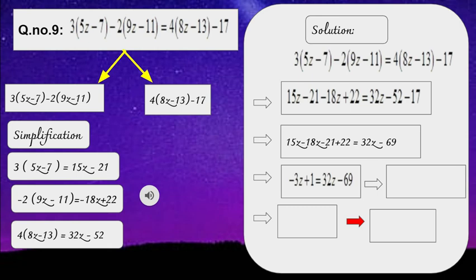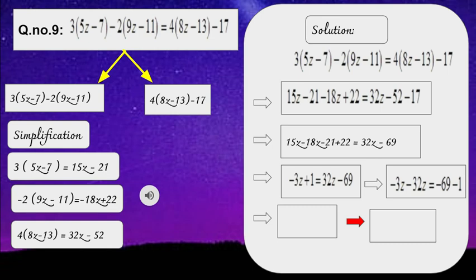Now we can shift the variable to the left side and the constant to the right side. So from the right side, 32z will shift as minus 32z, and plus 1 will shift as minus 1. So the next step, you can see minus 3z minus 32z is equal to minus 69 minus 1. In both sides, both numbers are negative, so add together and put a negative sign.